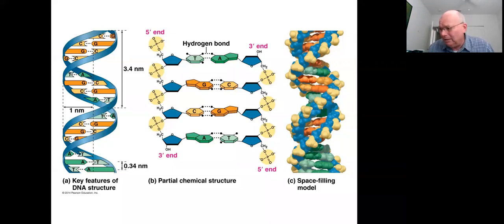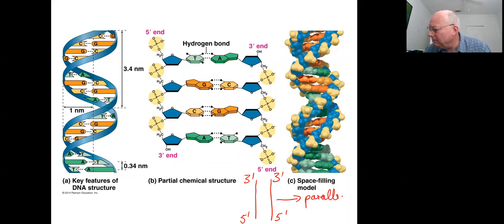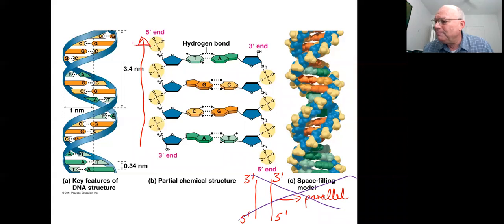Well, if they were parallel to each other, the two strands would be 3' to 5' going in the same direction. That's if they were parallel. But we know that that is not the case. They are not parallel to each other. We know that they have to be anti-parallel to each other. So what that means is that one strand goes 3' to 5' in this direction, but the other strand goes 3' to 5' in the opposite direction. That is what is meant by anti-parallel.